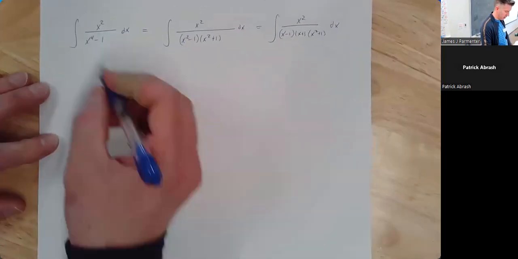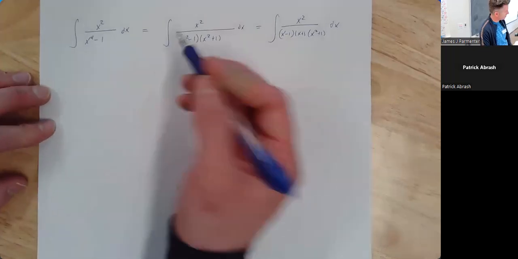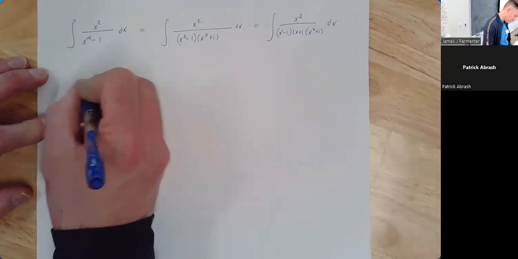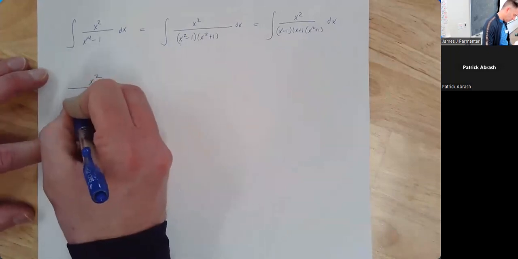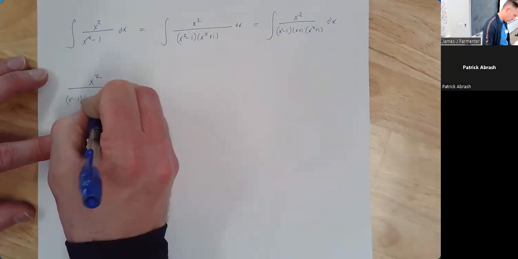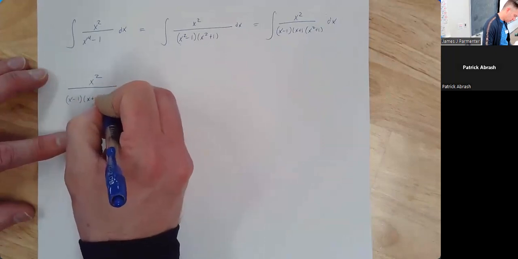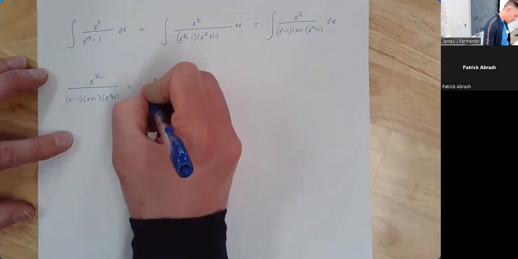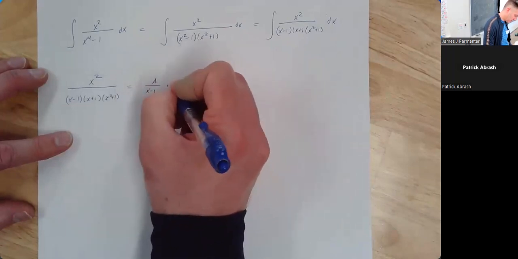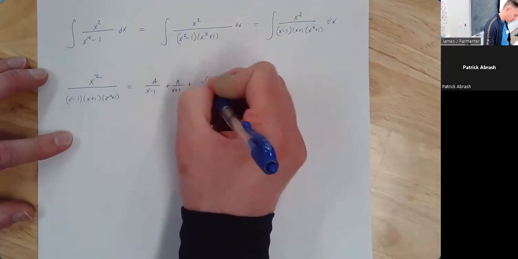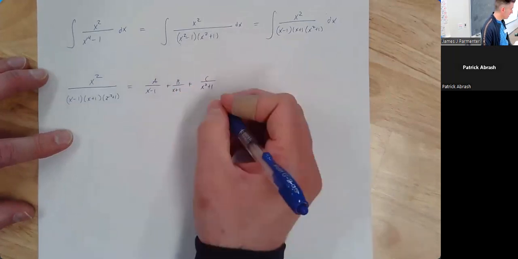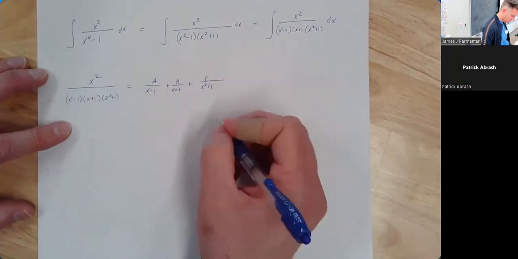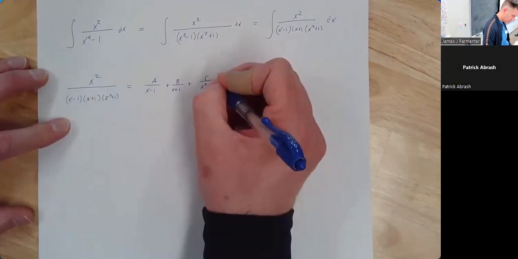Right, because we have a difference of squares, and then the difference of squares is another difference of squares. So then we're going to write this as x squared over (x minus 1)(x plus 1)(x squared plus 1) as A over x minus 1 plus B over x plus 1 plus C over x squared plus 1. Oh, not C. What do I really need over x squared plus 1? Yeah, thank you.